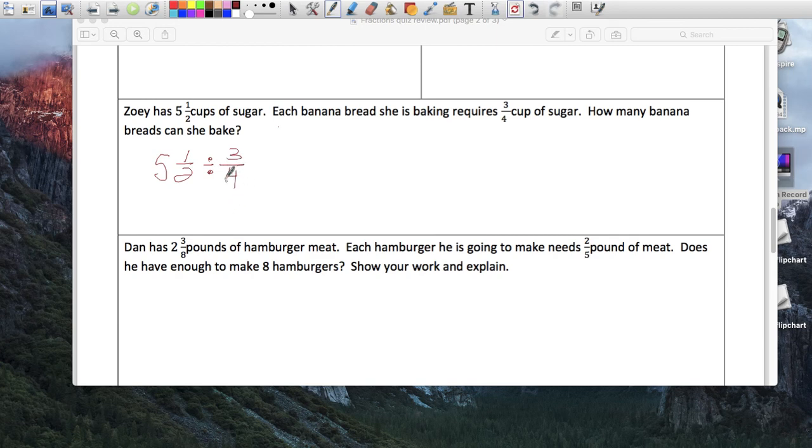Okay, so we're going to change this to an improper fraction. 2 times 5 is 10, plus 1, 11 over 2, divided by 3/4. The LCM between 2 and 4 is 4. So this one's already a 4, so we can just write 3/4. The 2 became a 4, times 2. I multiply the top by 2, I get 22. Cross and cross, I get 22 over 3, which gives us 7 and 1/3. Okay.